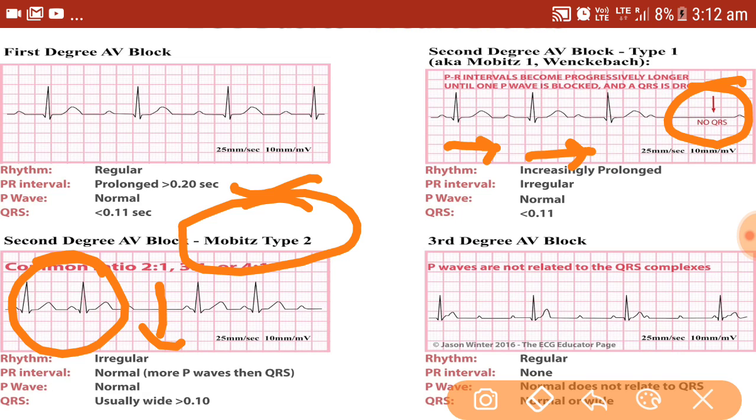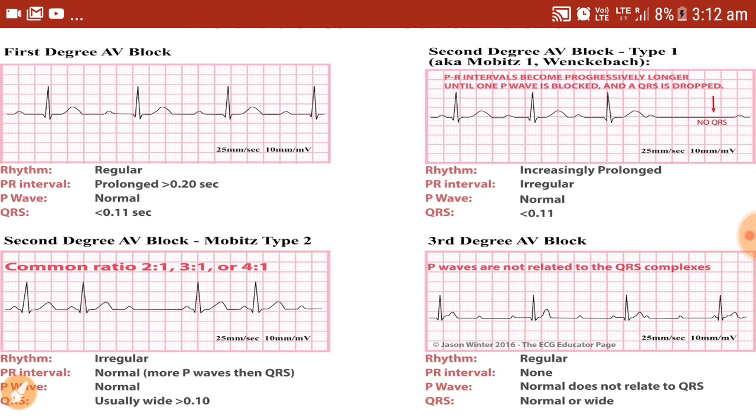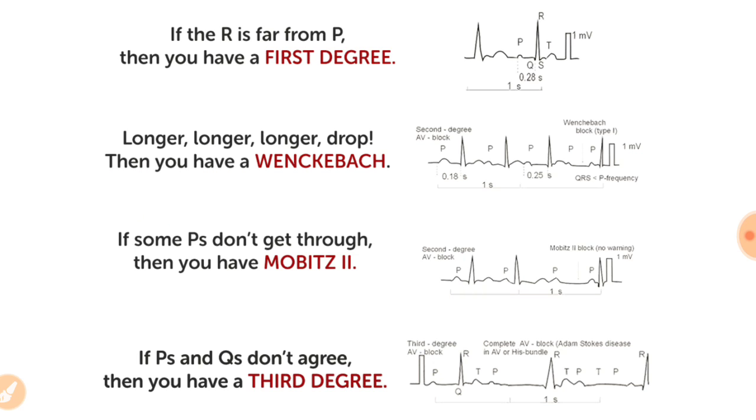Okay, in third degree, the PR interval will be longer, but you see the P waves are not related to the QRS complex. They may occur anywhere. The drop may occur anywhere. So this was the poem I was telling.